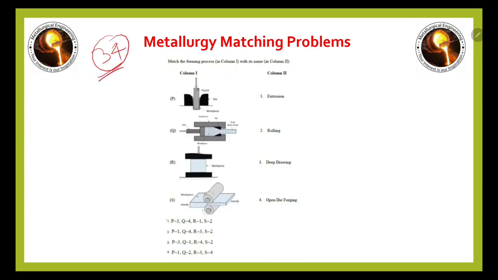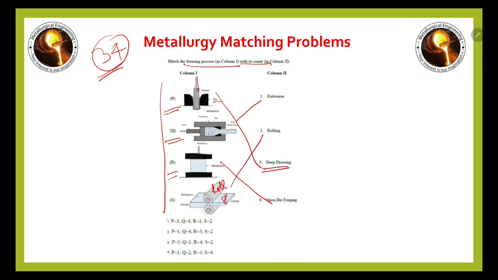This is the 34th matching problem. So in this, match the forming processes, these are the forming processes, with the corresponding names. So this is the process which matches with the deep drawing, like punch is there, this is the die, so this is the deep drawing process, and this is the extrusion process, this is the open die forging, and this is the rolling process. This is the sheet, these are the rollers, this is the sheet. So the right answer is P3, Q1, R4 and S2.